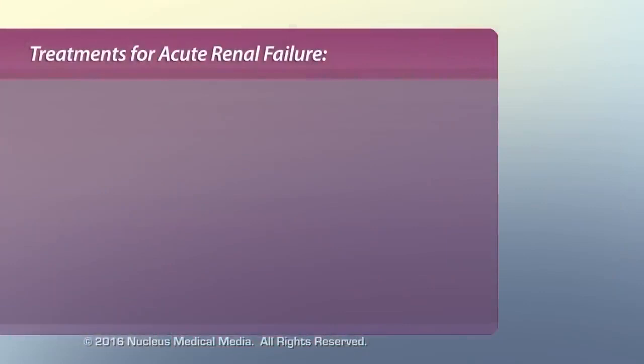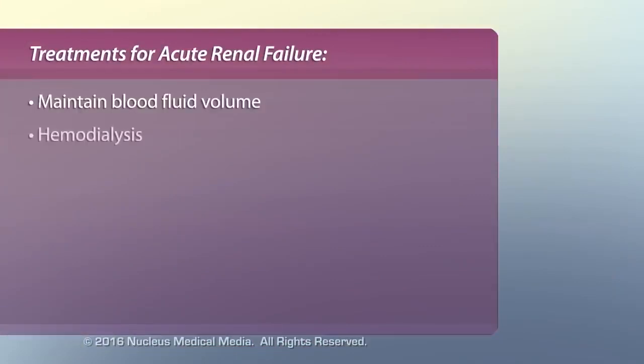Treatment for acute renal failure depends on the cause. Maintaining blood fluid volume, hemodialysis, or surgical removal of kidney tract obstructions may be required.